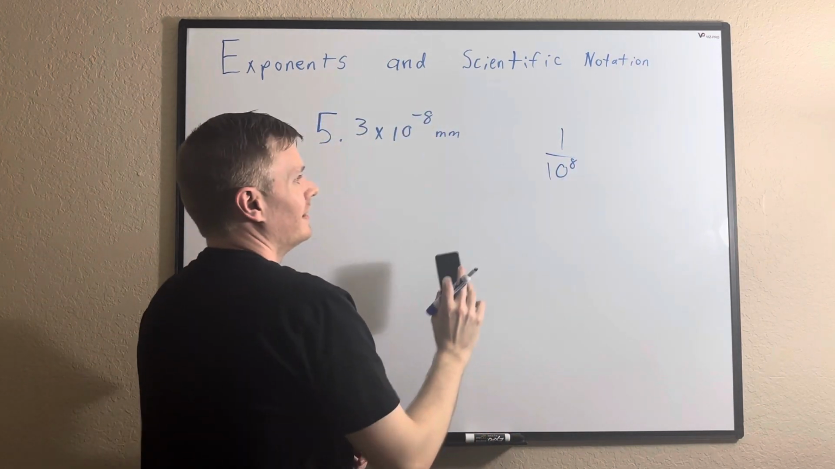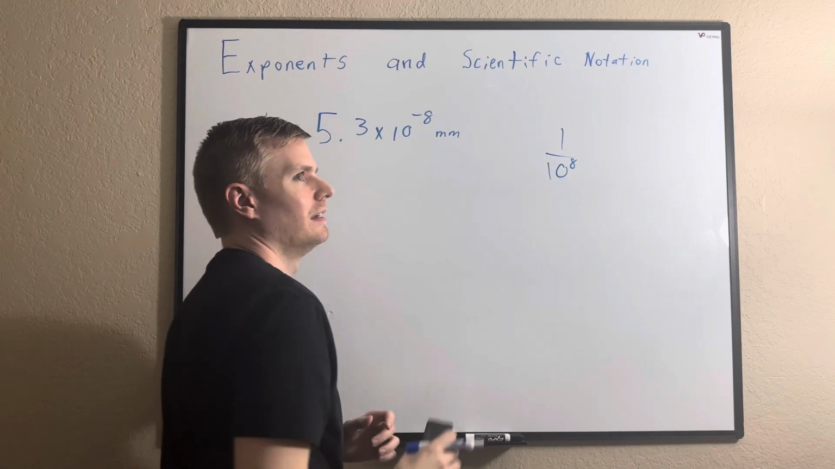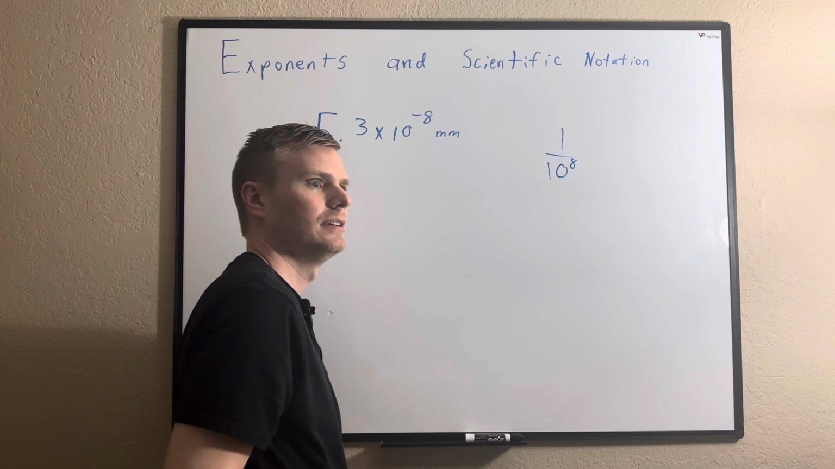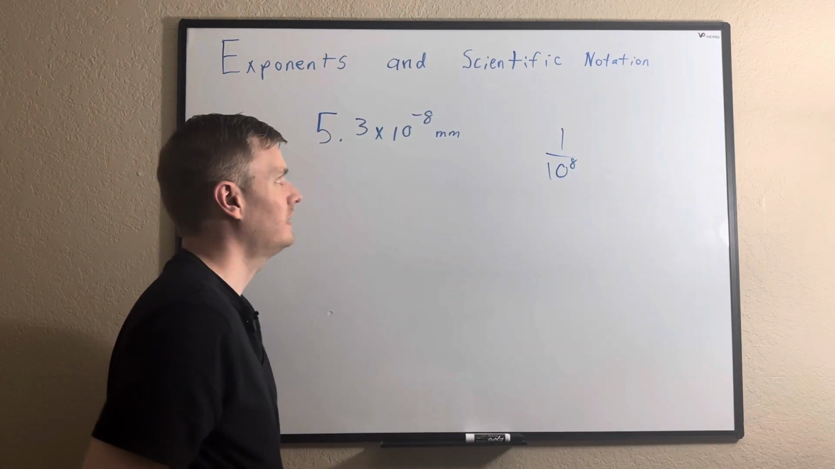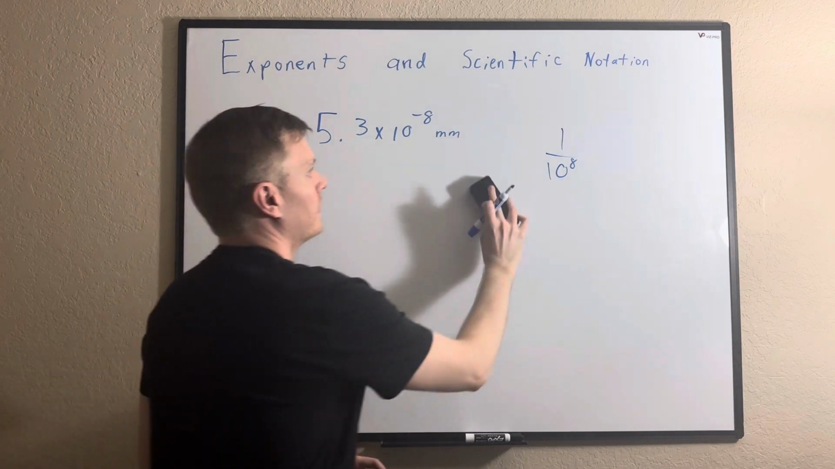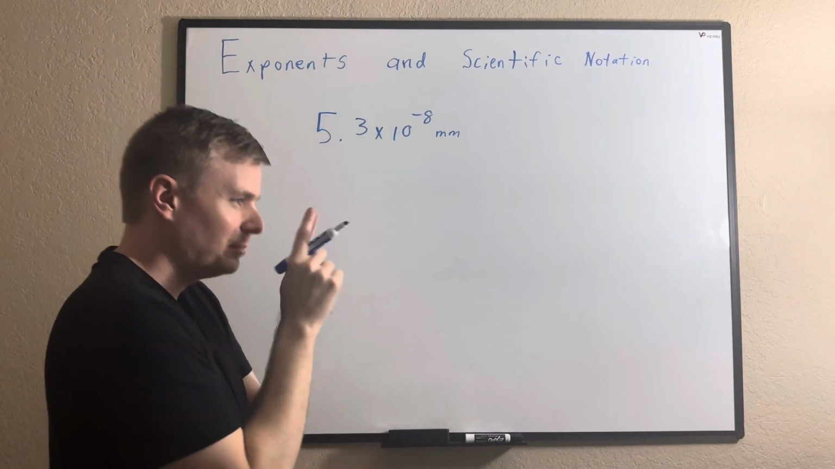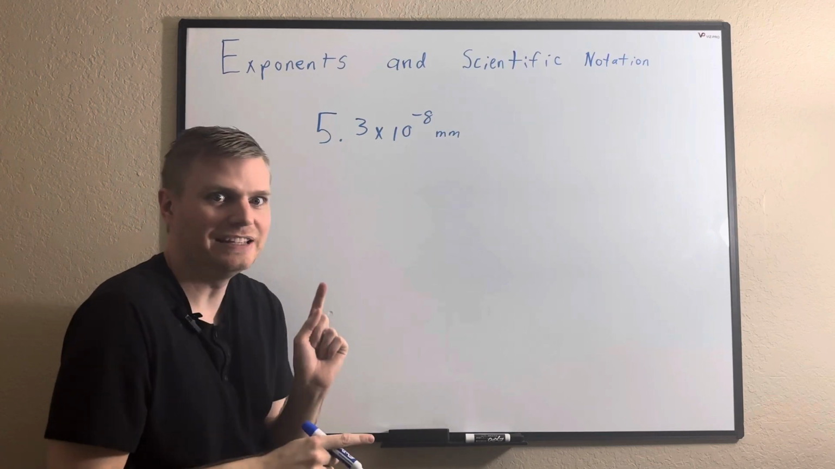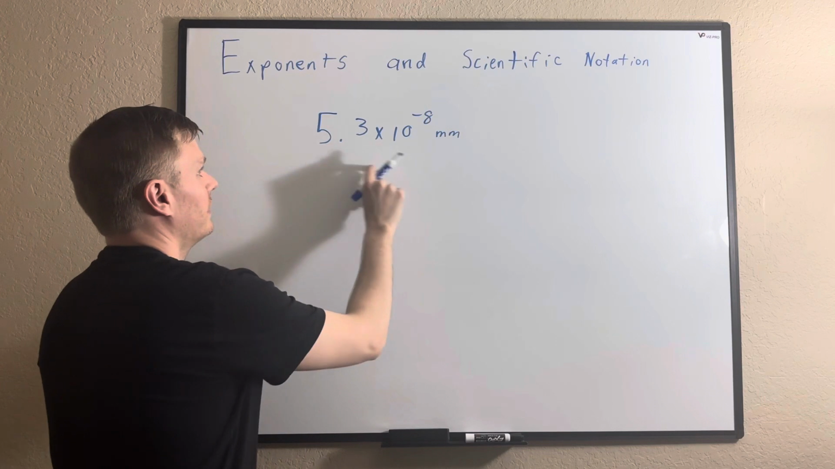It's, what is that? 8 zeros? That's 10 millionth of a millimeter. Take that little paper clip and slice it into 10 million pieces, equal size pieces, and that's how small you get.